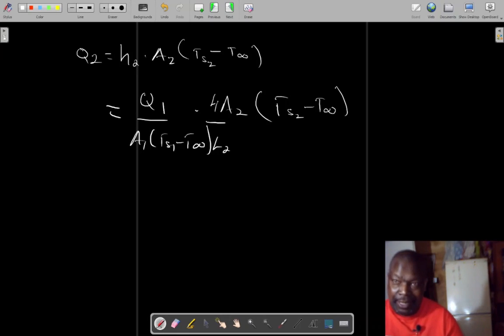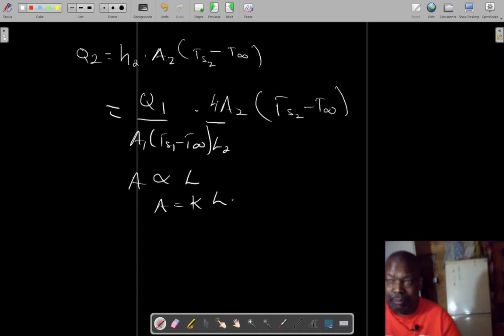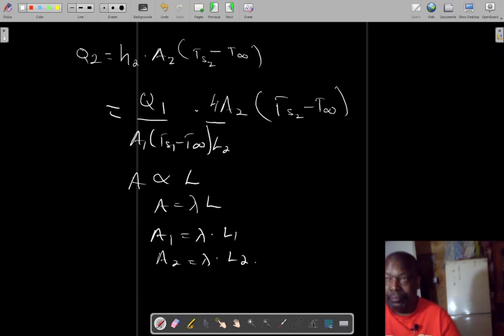But we are told that the area of the airfoil is proportional to its length. So it follows that A is equal to a constant of proportionality times L. Let us use lambda for the constant of proportionality, such that area 1 is equal to lambda times L1 and area 2 is equal to lambda times L2, right?